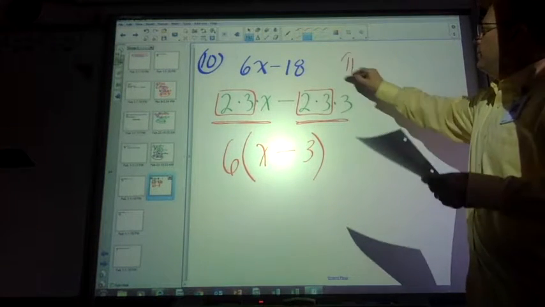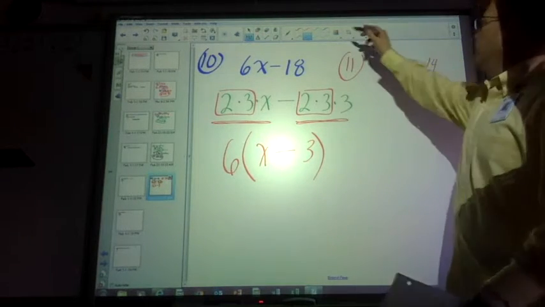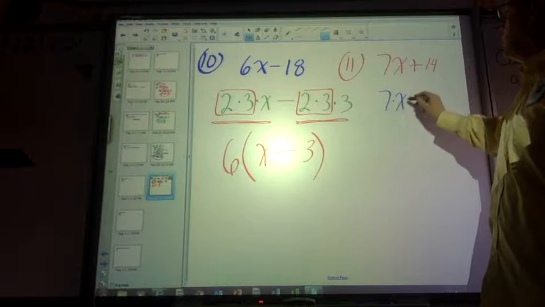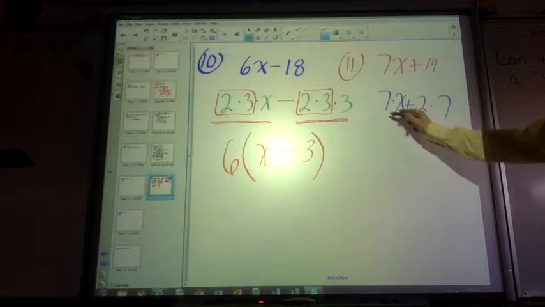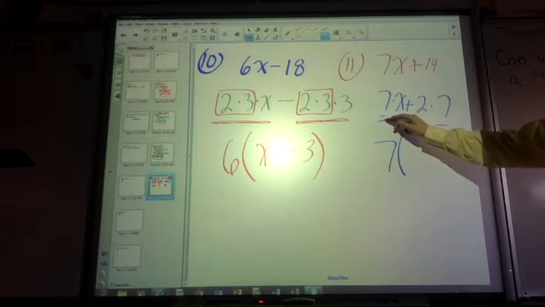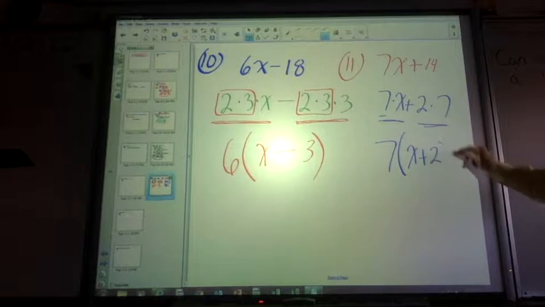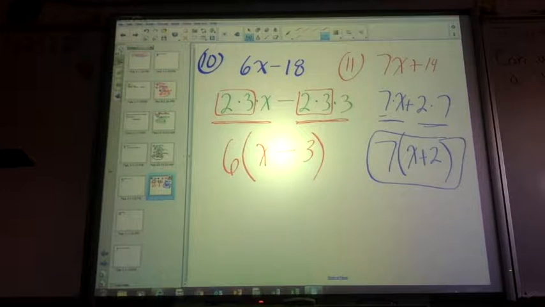Number 11. I get 7x plus 14. I'm sorry I'm interrupting some of you. I can't break 7 down any further. But I can break 14 down to 2 times 7. Okay, so I have a 7 in common between the two. I have an x left here. The plus comes down. I have a 2 here. And we're done. Okay? May I move to the next board?